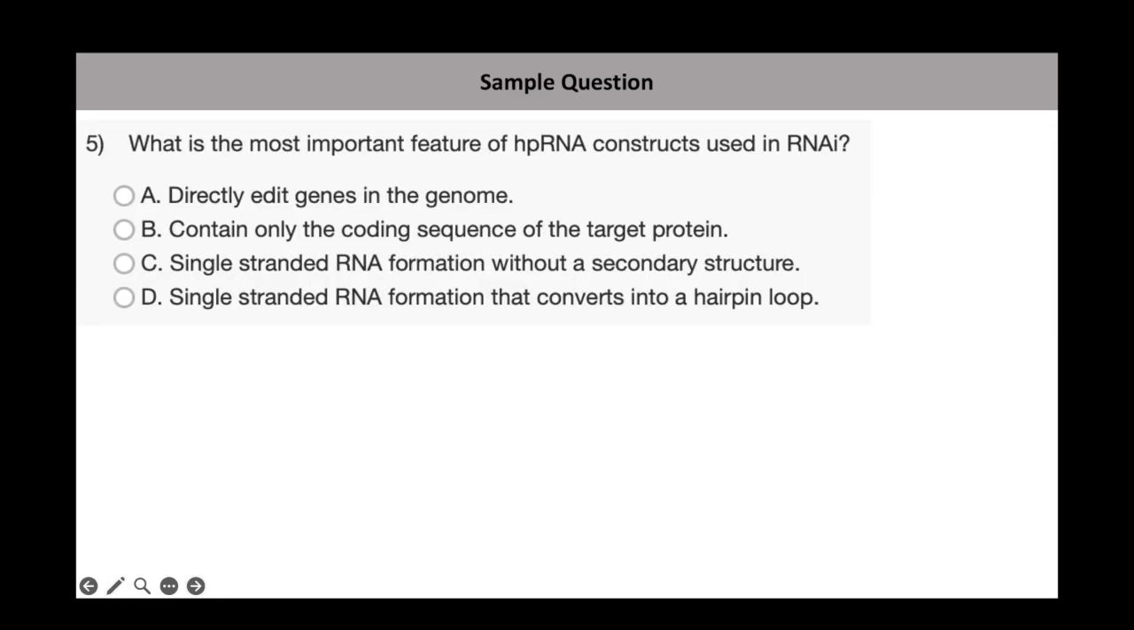What is the most important feature of HpRNA constructs used in RNAi? Options are: directly edit genes in the genome, contain only the coding sequence of the target protein, single stranded RNA formation without a secondary structure, and single stranded RNA formation that converts into a hairpin loop.